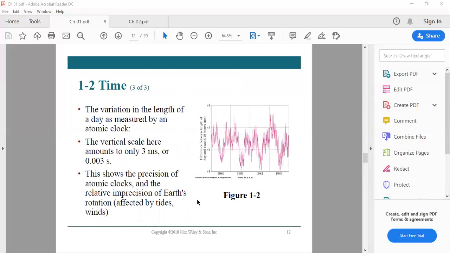So the variation in the length of a day is measured by an atomic clock. The vertical scale here amounts to only 3 milliseconds. And this shows the precision of atomic clocks and the relative imprecision of the Earth's rotation. It's affected by tides, winds, and so on and so forth.